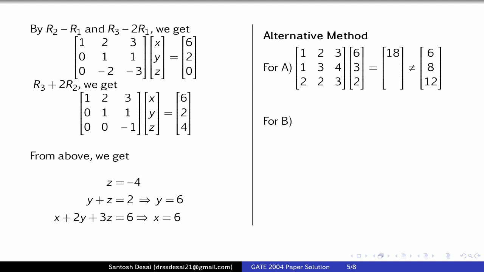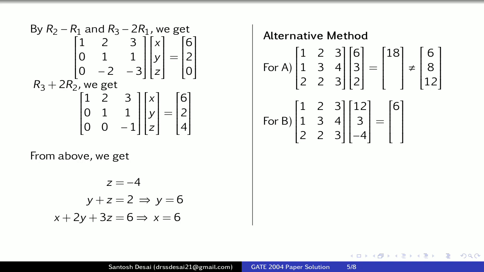Now similarly check for B. Again consider the given matrix. Option B is written and in its multiplication, the first element we will get is 6. The second element is obtained by multiplying the second row of A and the column of xyz. So you'll get 12 plus 6 minus 12. So you'll get 5. But again this is not equal to the given RHS.